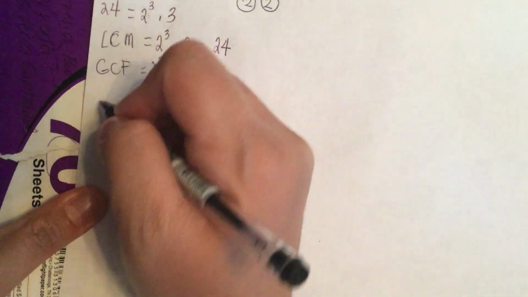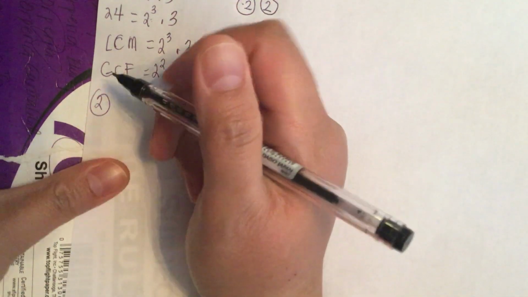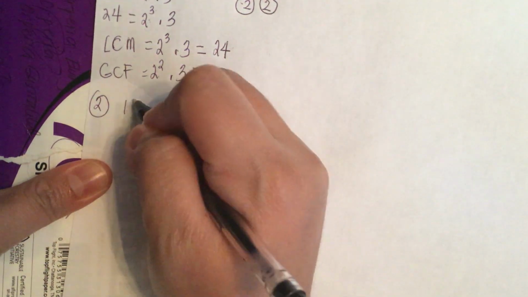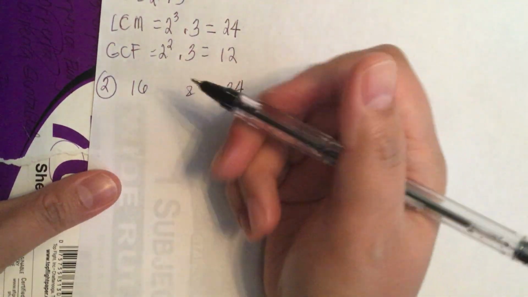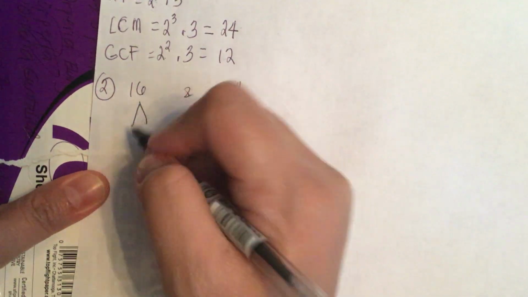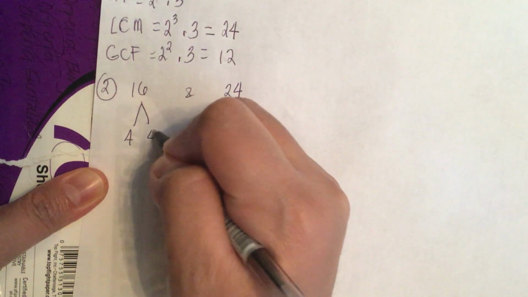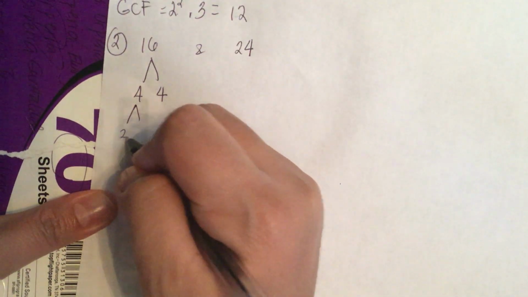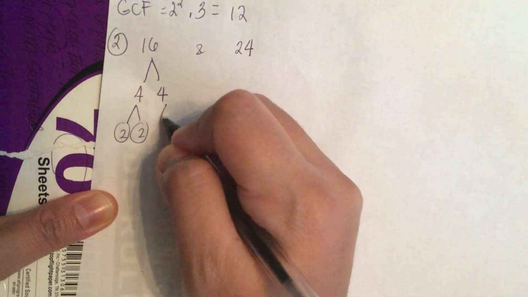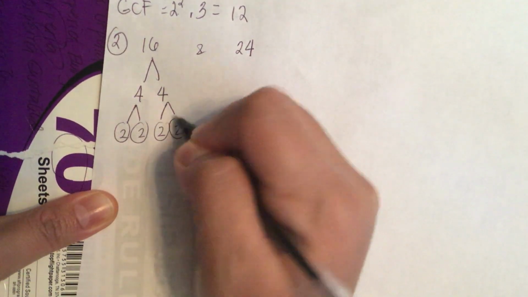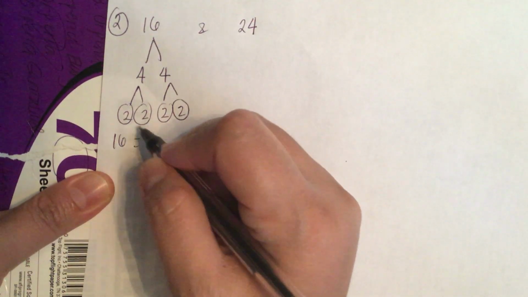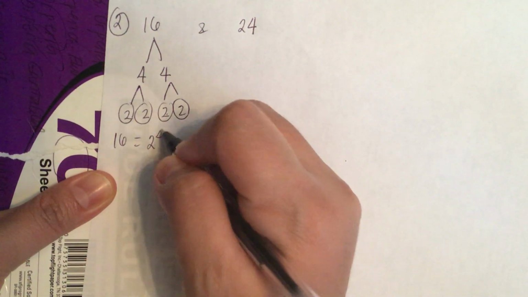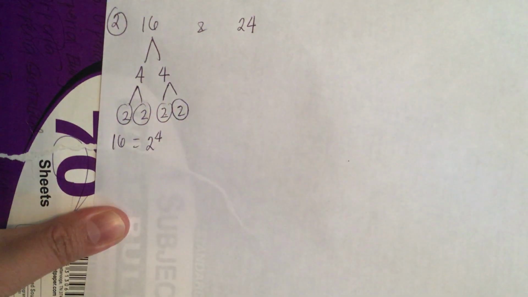So number 2, we have 16 and 24. So we do the prime factorization. 4 times 4 is 16, and then 2 times 2 is 4, and this one too, 2 times 2 is 4. That means 16 is equal to 2 to the 1, 2, 3, 4. There are 4 of them, so 2 to the 4th power.